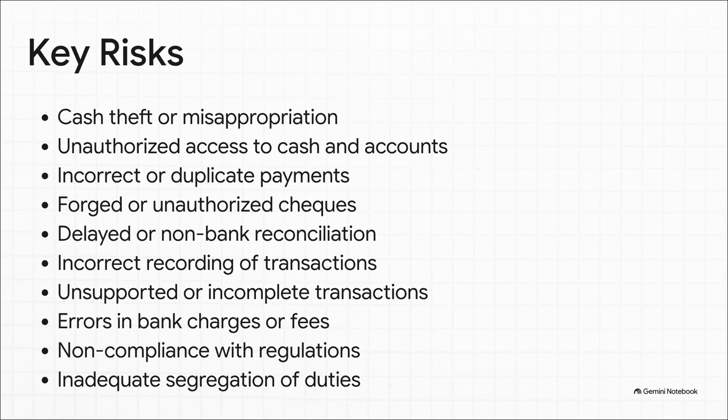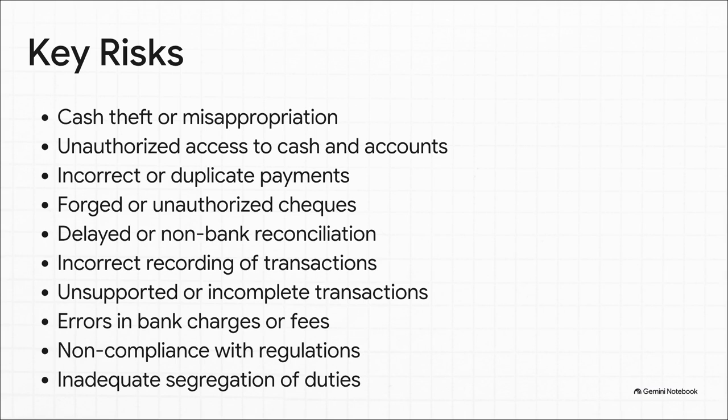Other risks are operational failures, right? Think incorrect or duplicate payments, where you accidentally pay a vendor twice. Delayed or non-bank reconciliation, or incorrect recording of cash and bank transactions. We also hunt for unsupported or incomplete transactions, like a wire transfer with no invoice attached, along with errors in bank charges, interest, or fees.